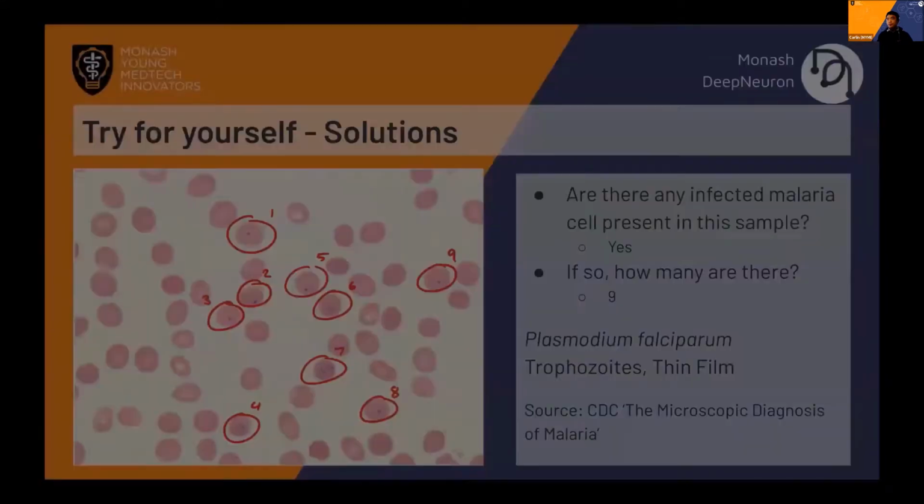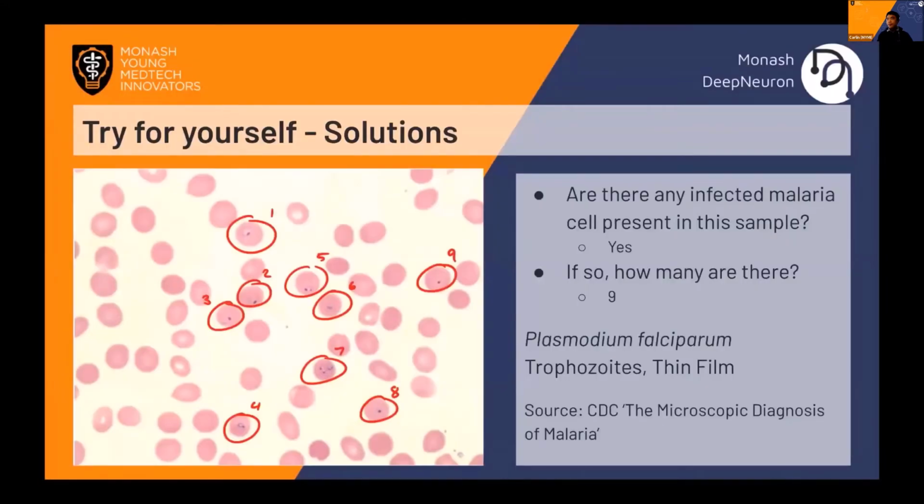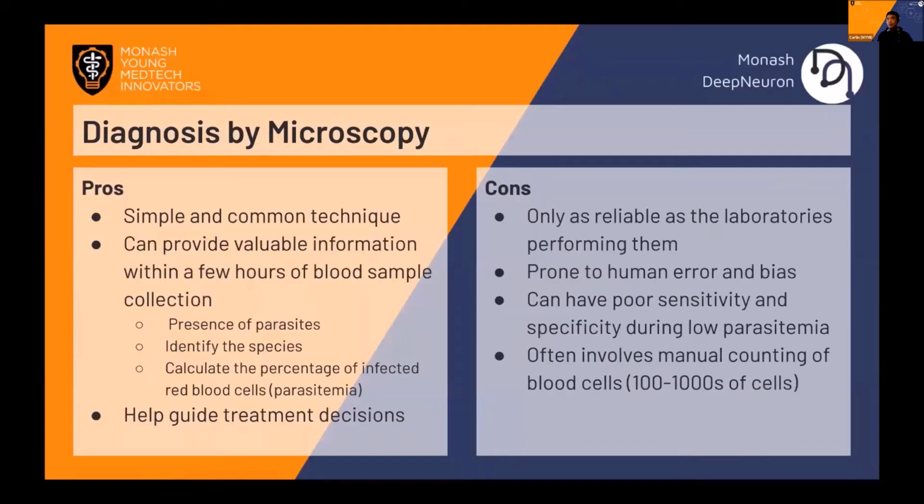Okay, so as you can see in the solutions, there are 9 malaria cells present, and you can see that with the blue dots in the red circles. So the pros of diagnosing by microscopy is that it's a simple and common technique. It can provide valuable information within a few hours of blood sample collection. So this can include the presence of parasites to identify the species and calculate the percentage of infected red blood cells. And it can help guide treatment decisions quickly.